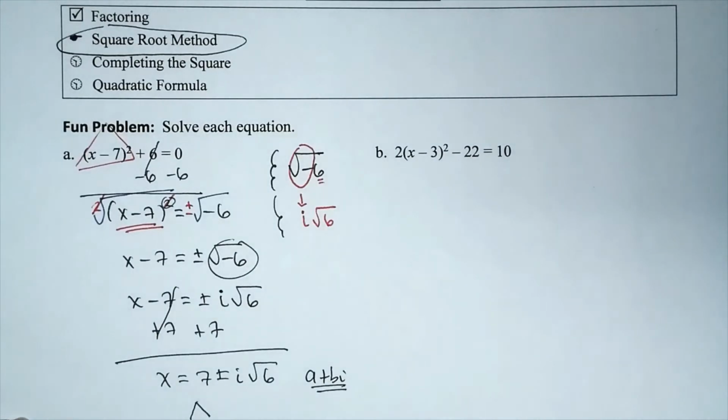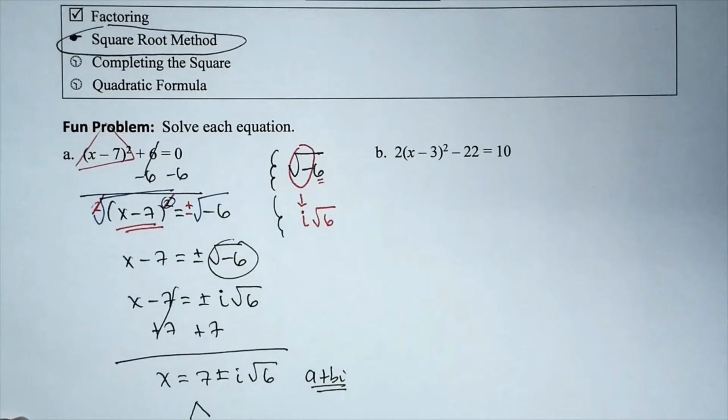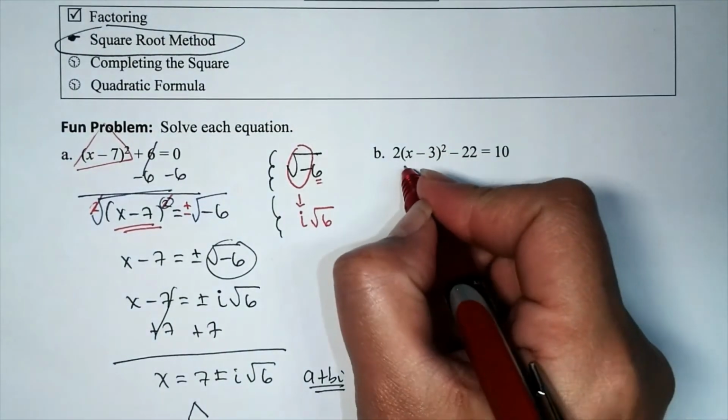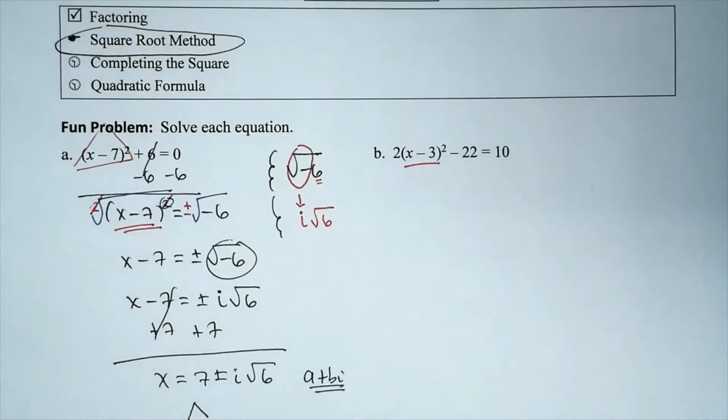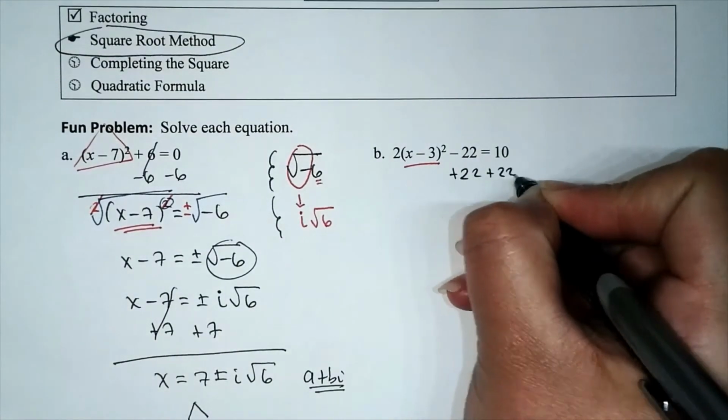Okay, I digress. Let's come to our problem. So to answer the question, can we solve it by using the square root method? Yeah, because we have squared parts and number parts, no loose x's, no loose linear terms. So our first goal is to isolate the squared part. If you're not with the squared part, you gotta go. Let's go ahead, add 22 to both sides.